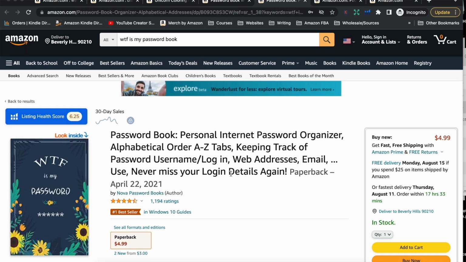Another example is WTF is my password logbook. This one is a bestseller in Windows 10 guides. Totally unrelated, the wrong category for this kind of book to go in, but because the Windows 10 guides category is probably not that large and doesn't have a lot of books in it, it wasn't that hard for the publisher to put that book under that category and make some sales. It wouldn't have taken long to get that bestseller badge. But the point is that the book is not a bestseller under password logbooks, it's a bestseller under Windows 10 guides. So hopefully you can see what I mean by that.